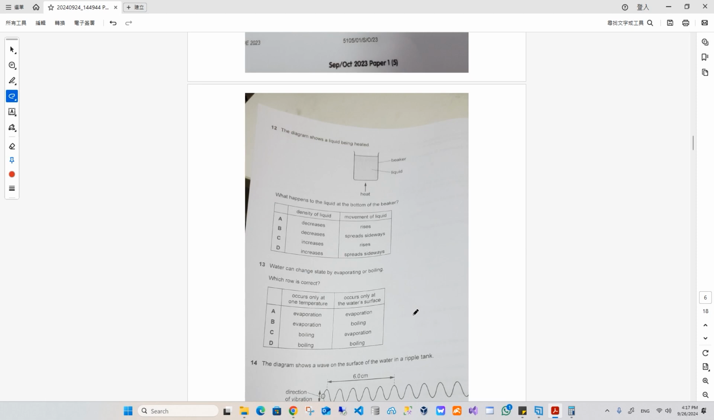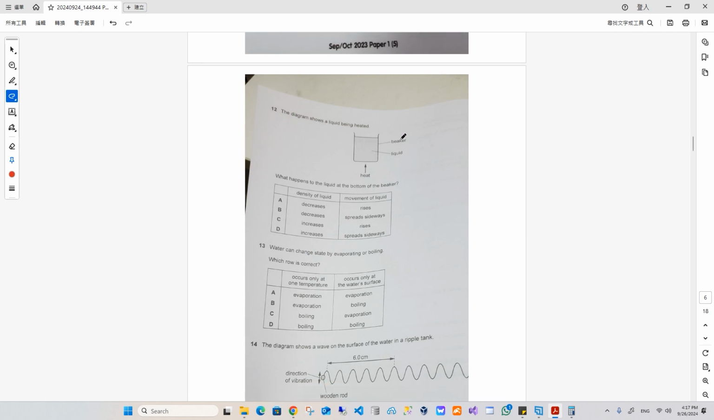So next one quickly. The diagram below shows a liquid being heated. This is the beaker, this is the liquid, this is the heat. What happens when the liquid at the bottom of the beaker gets heated? We know this is about conduction, radiation and convection. The first one is conduction.